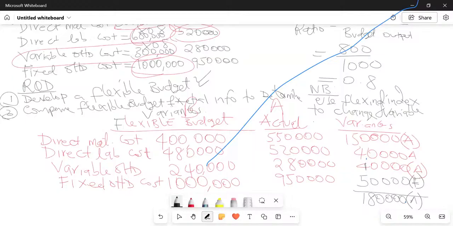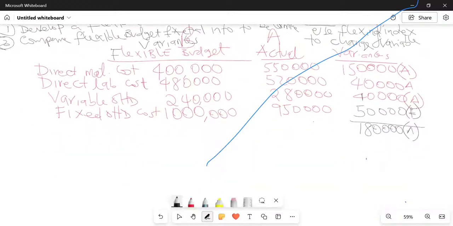Now, could you kindly do me a favor? Please come here and give me the total. What is the total cost here? The total budgeted cost. Please give me 400,000 plus 480,000 plus 240,000 plus a million. 2,120,000. Thank you so much.